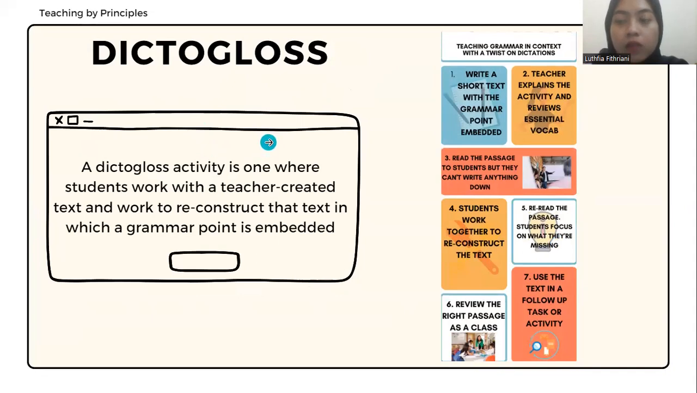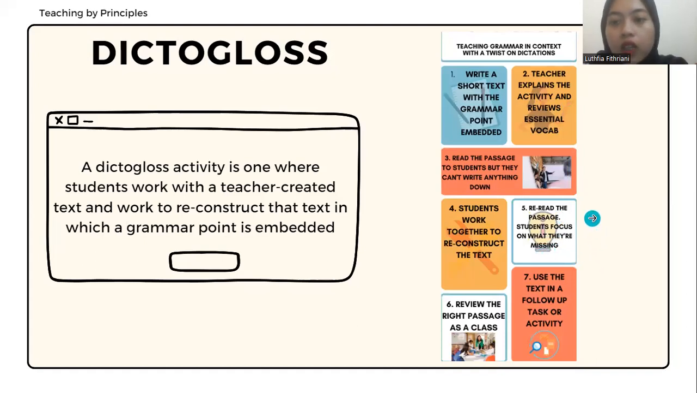There are some steps in dictogloss. The first is write a short text with the grammar point embedded. The second, teacher explains the activity and reviews essential vocab. The third, read the passage to the students, but they cannot write anything down. The fourth, students work together to reconstruct the text.